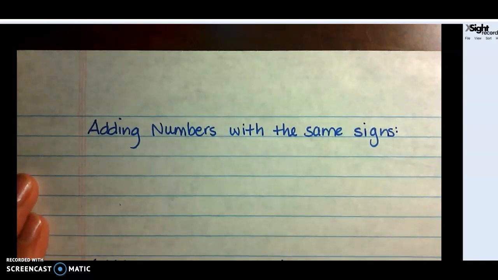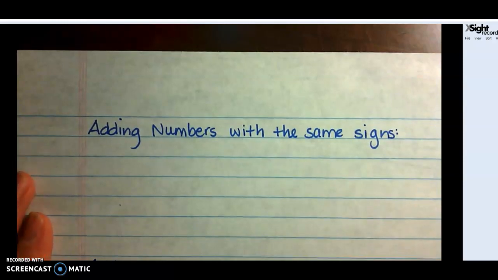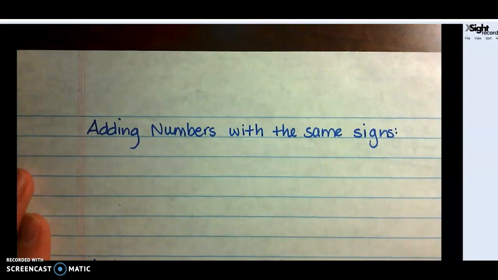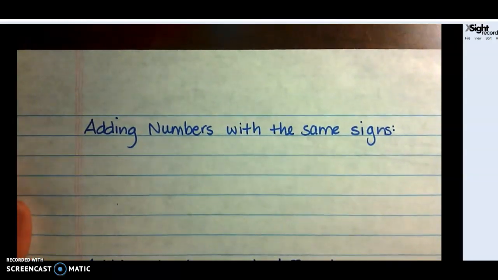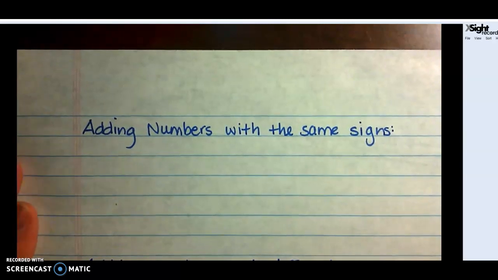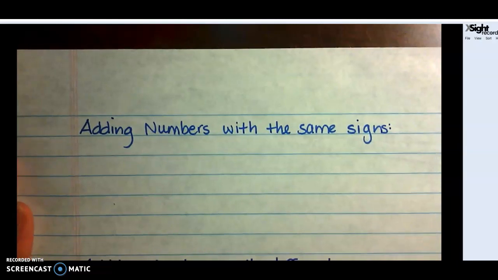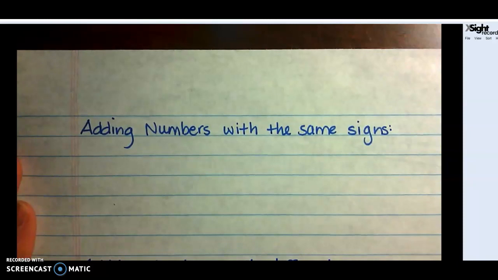I just wanted to go over a few quick rules with you about adding positive and negative numbers. Mrs. Rudd and I both mentioned this yesterday in our videos about using number lines and using counters, and that our ultimate goal is to be able to solve addition problems with integers without having to use a number line or use counters, that there is a rule.